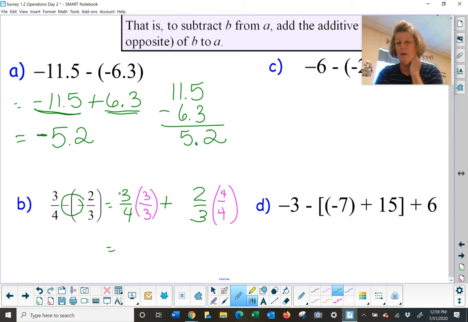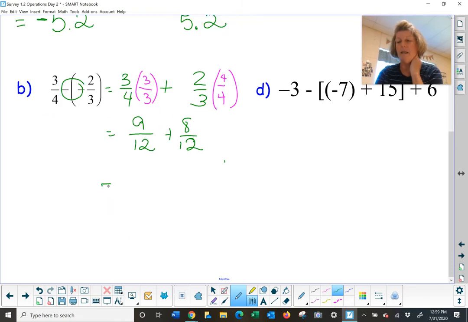Now, multiply across the top, we get 9/12 plus 8/12. Oops, what am I writing? 3/4. 12. And final answer, 8 plus 9 gives me 17/12.